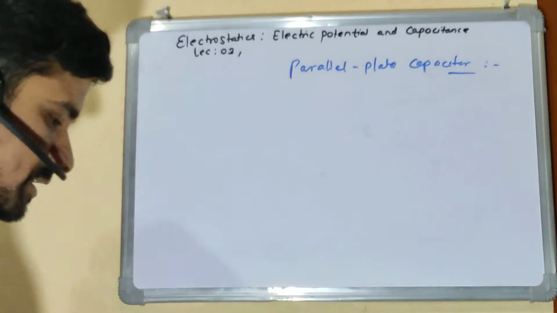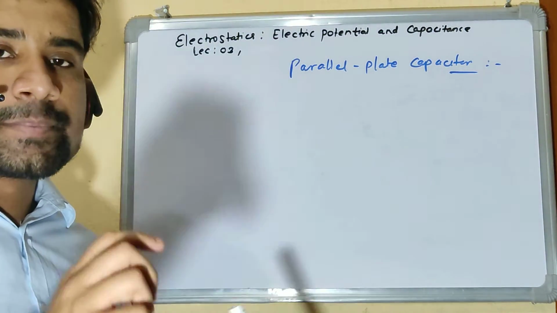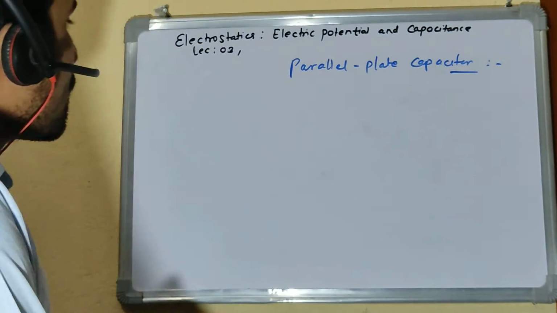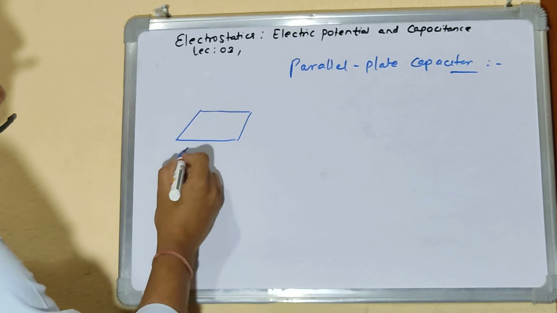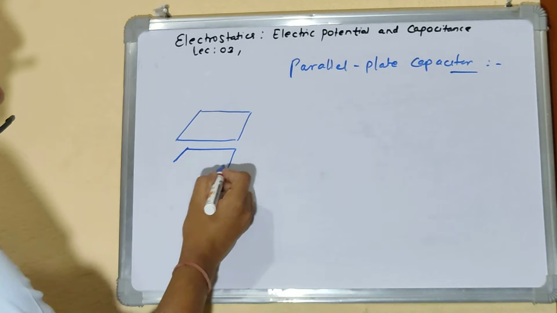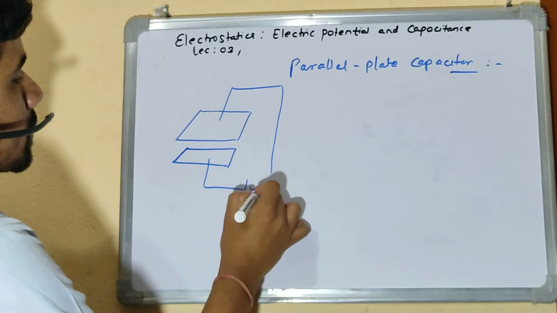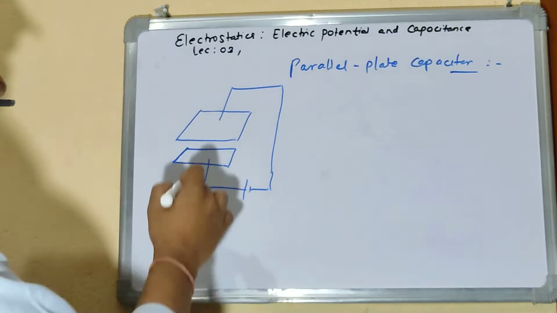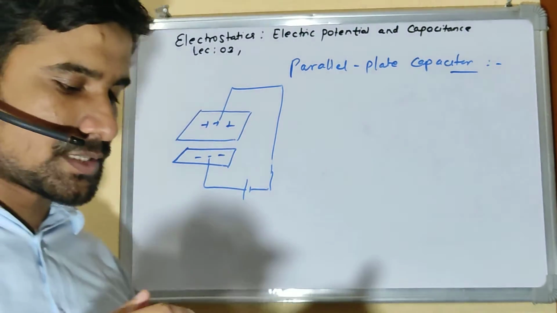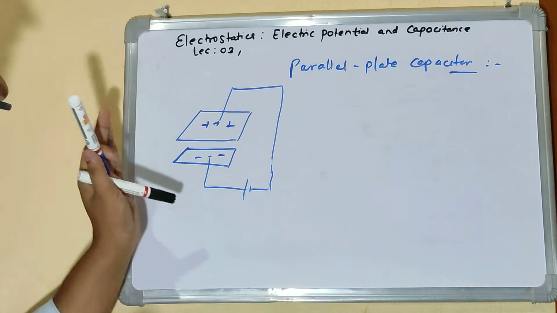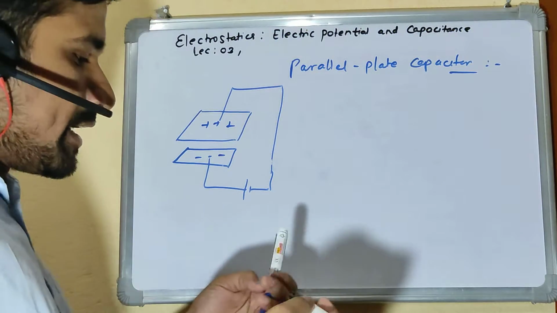As the name suggests, these are nothing but two parallel planar sheets of conductors separated by some distance, right? If I draw it diagrammatically, if this is one conductor, it will be followed by one more parallel conductor, and this will be connected to some potential. Let's say this has a positive charge and this has a negative charge. So this is a parallel plate capacitor. You see there are two parallel sheets of conductors separated by some distance.